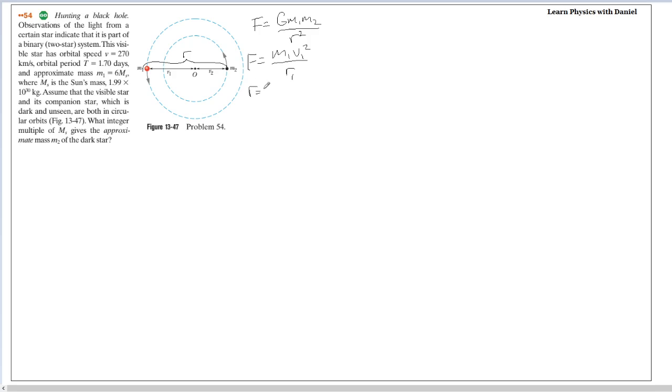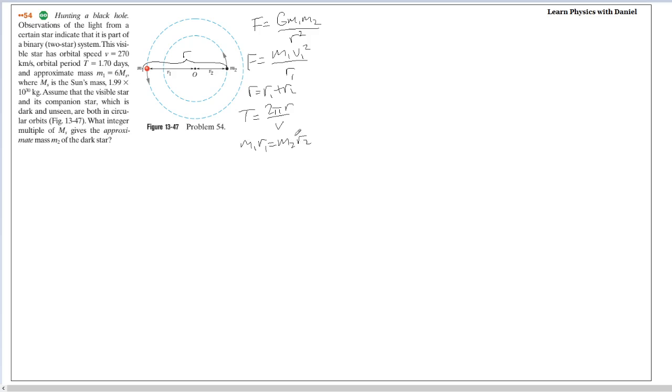Furthermore, we can say that r equals r1 plus r2, and also that the period equals 2 pi r over v. So let's work with our equations. Oh, right, and center of mass means that m1 r1 equals m2 r2.